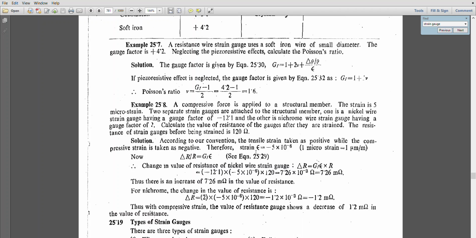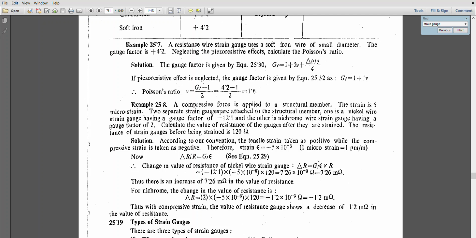Okay, another important type of question that usually comes is based on Young's modulus, because Young's modulus is the ratio of stress to strain, and it's a property of a material. The usual type of problem that comes is something like this. A compressive force is applied to a structural member. The strain is 5 microstrain.